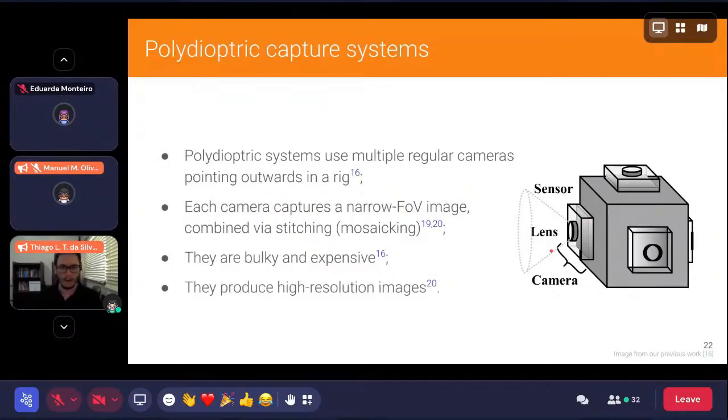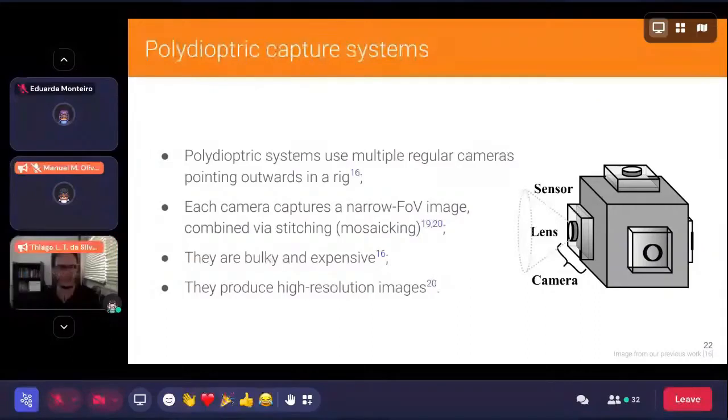One of the advantages of using this capturing system is that they can produce high resolution images if you have good cameras capturing the scene. And also we can represent only part of the scene if you want. It's not mandatory that we cover the full sphere. We can capture only the horizontal field of view if you want, or the full scene, okay?